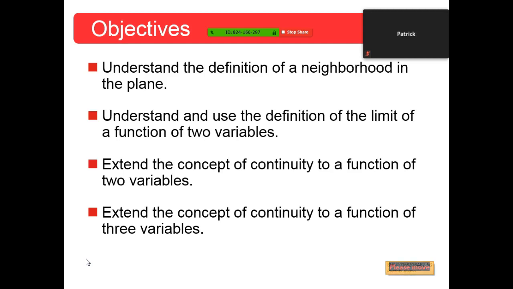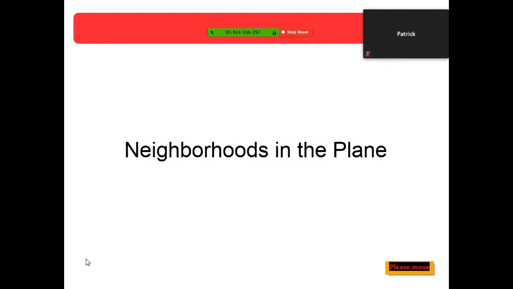So here are our objectives. Understand the definition of the neighborhood in the plane. Not Mr. Rogers's, but anyway. Understand and use the definition of the limit of a function of two variables. Oh, we're going back to this, huh? Extend the concept of continuity to a function of two variables, and extend the concept of continuity to a function of three variables. So let's start out with our neighborhoods.